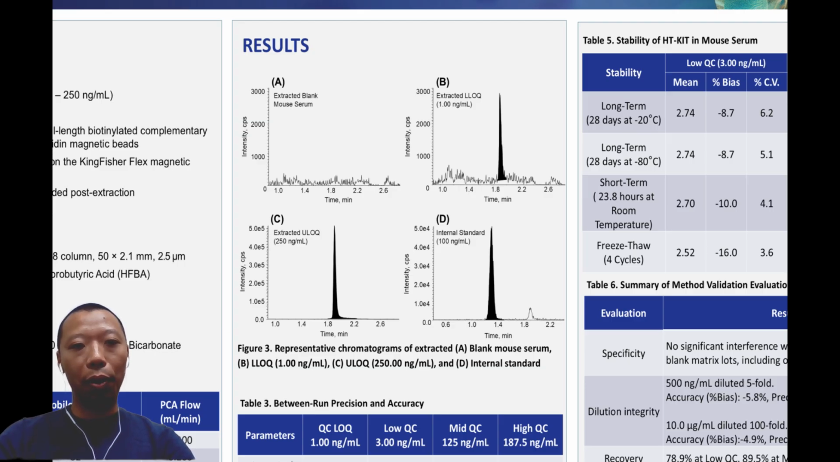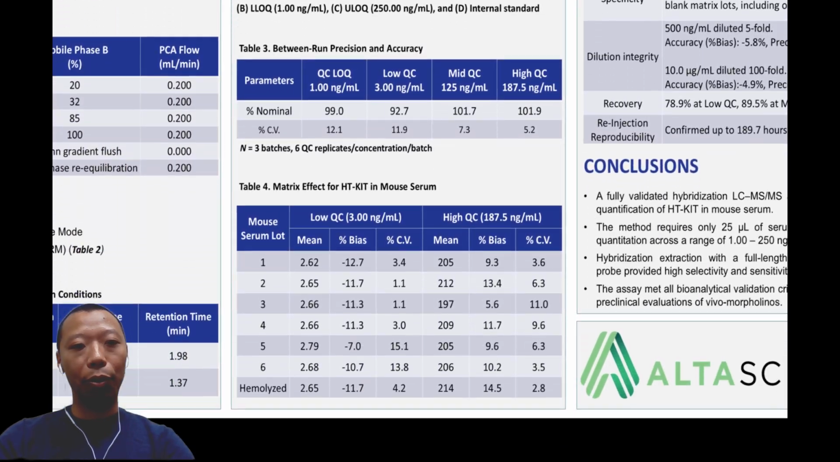Precision and accuracy were confirmed across 4 QC levels in 3 batches with 6 replicates per concentration per batch, all meeting the acceptance criteria summarized in Table 3.